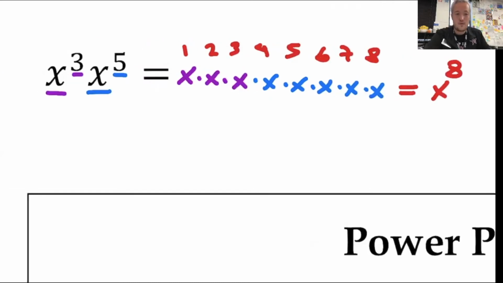So look back over here. If I start off with 3 and 5, how could I end up with 8? So the rule here is I can add those exponents.